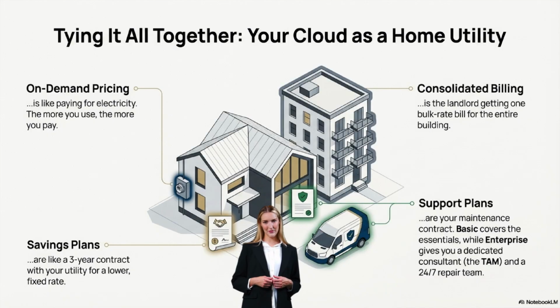To wrap everything up, let's use the analogy provided in the sources. Think of AWS like paying for a utility and choosing a maintenance plan for your home. On-demand pricing is like your electricity bill. The more you use, the more you pay. Savings plans are like signing a 3-year fixed-rate contract with your utility provider. Consolidated billing is like a landlord receiving one bulk rate bill for an entire apartment building to get a discount.